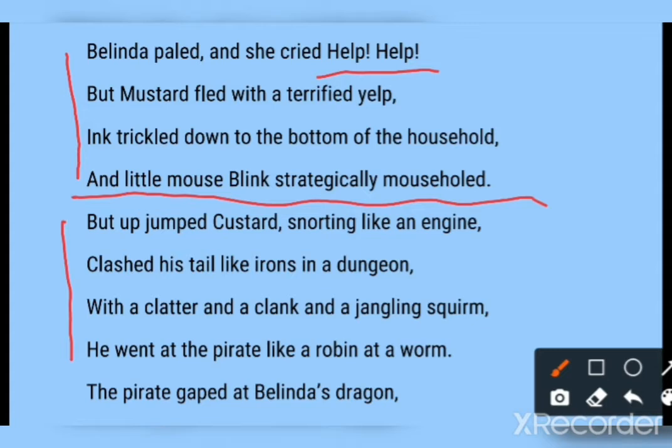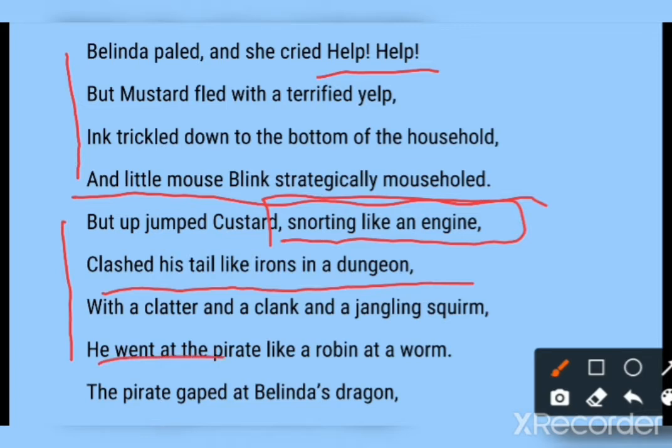See, "but up jumped Custard, snorting like an engine." Here a simile has been used. The sound of the dragon is compared with the sound of an engine. That is why it has been written like this, snorting like an engine. And here, "clashed his tail like irons in a dungeon." So again, a simile has been used here. And here, "he went at the pirate like a robin at the worm."